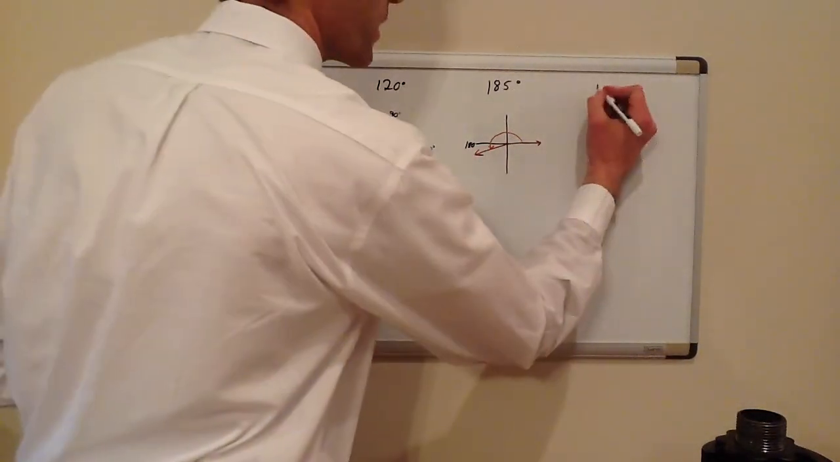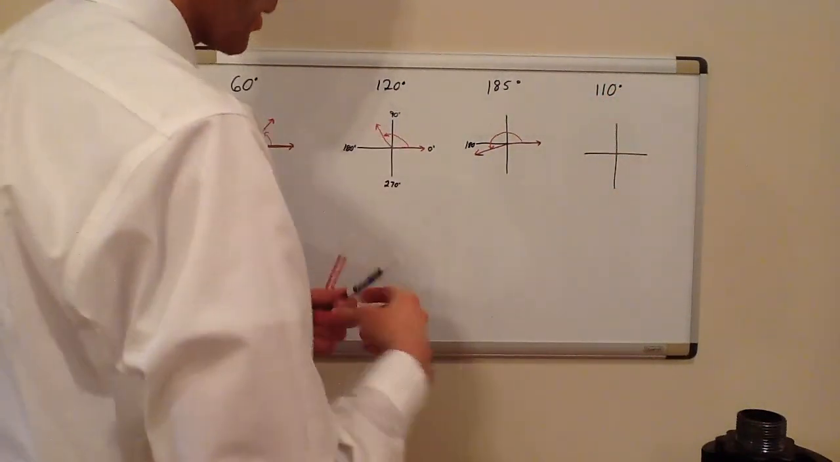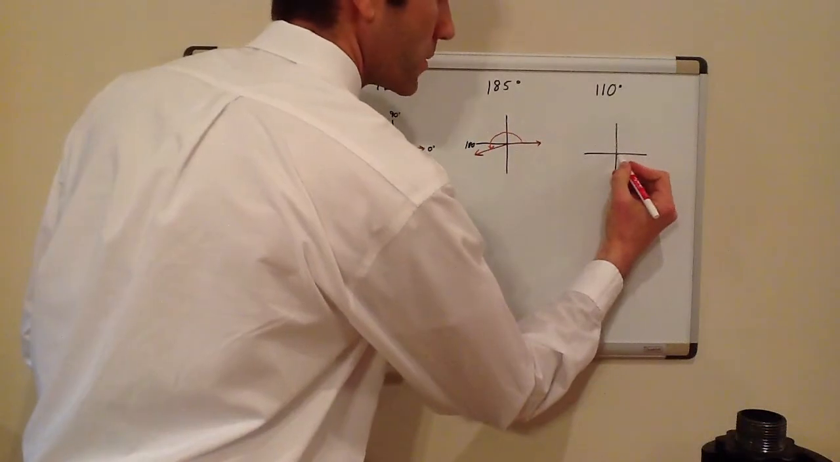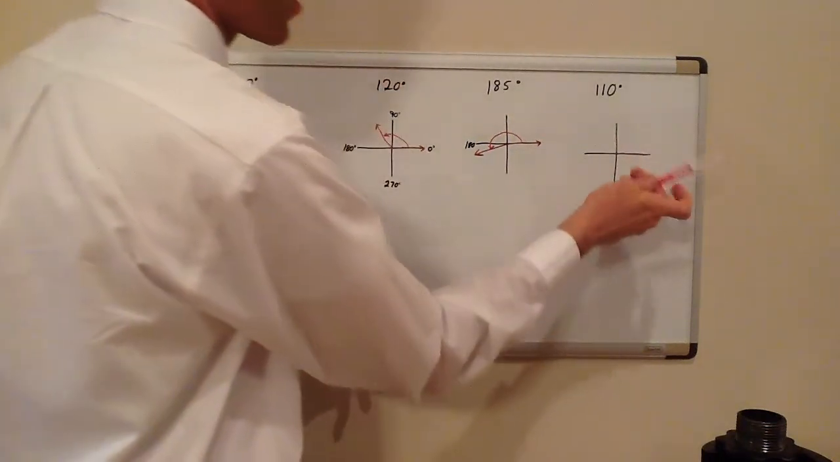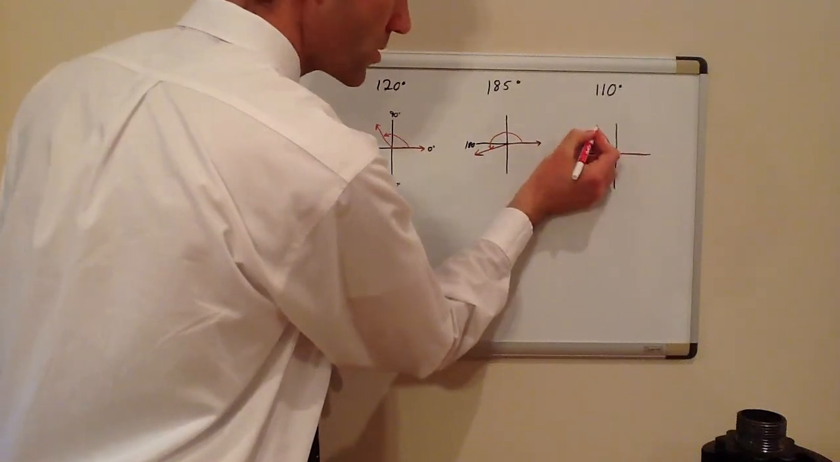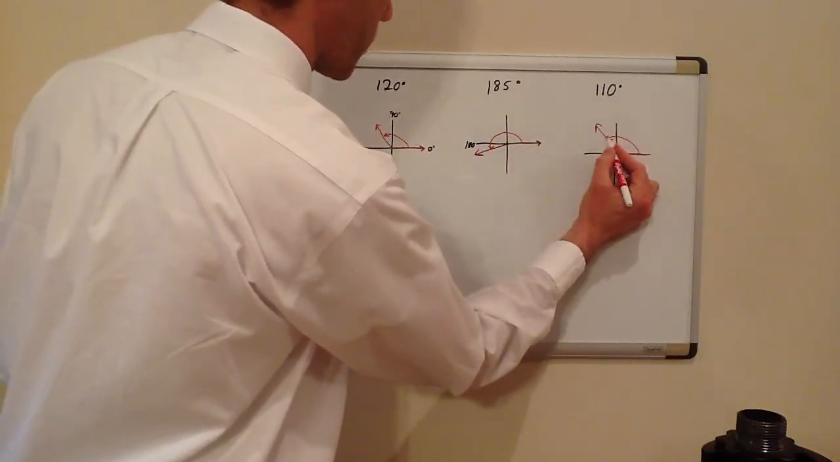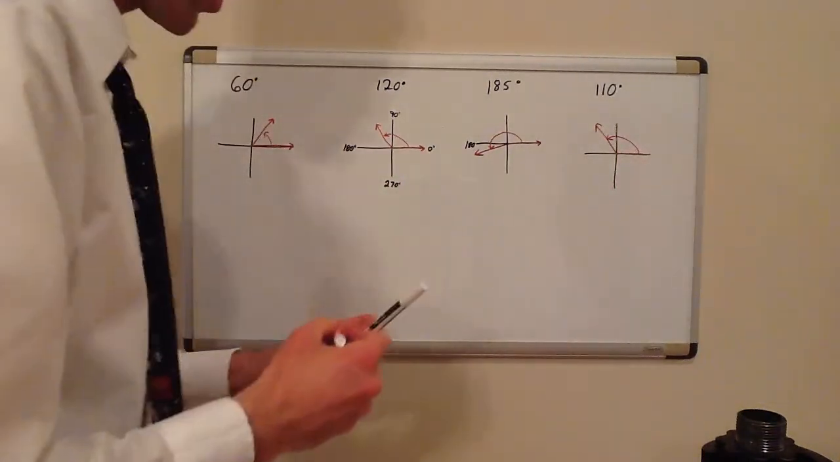Next one, 110. This one's not too bad. I believe you got this. So 110 degrees. Always starts here, goes up to 90, and then a little bit more. So it's somewhere along in here. It's pretty close to where the 120-degree angle was, but not quite as far. So that's a 110-degree angle.